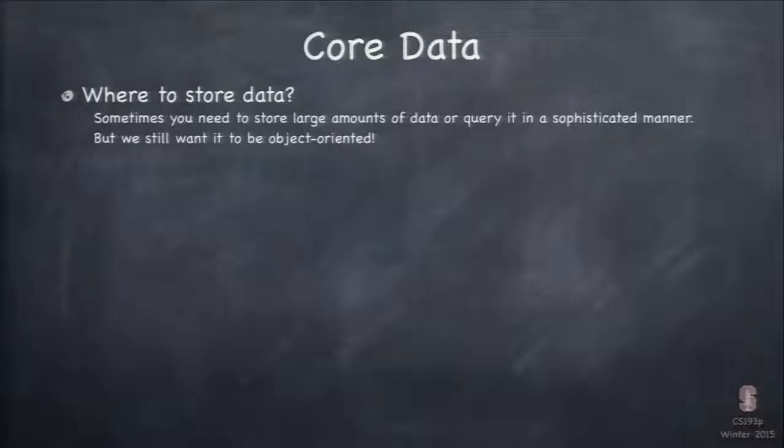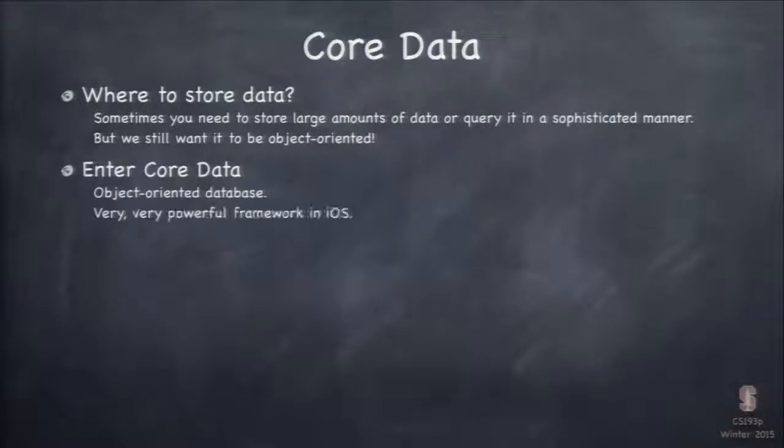So for those of you who are not doing Core Data, I'll go through this quickly since most of you are doing it, but what is Core Data? It's basically a way to store your data in a SQL database, but in a totally object-oriented way. So you don't have to issue any SQL commands or create rows and tables. It's going to create all that for you. It's a completely object-oriented API. It's a very powerful framework in iOS.